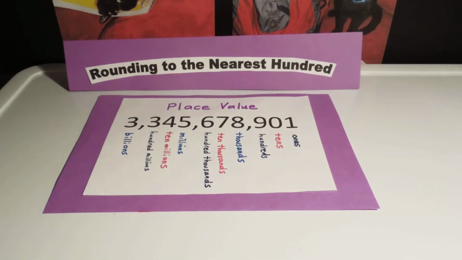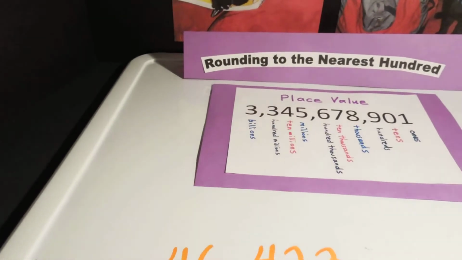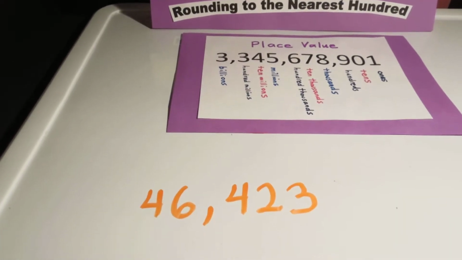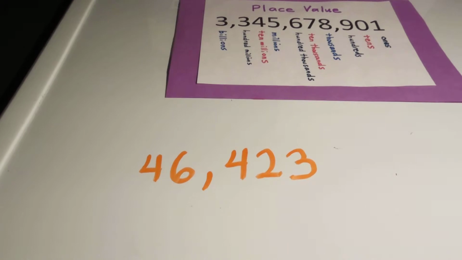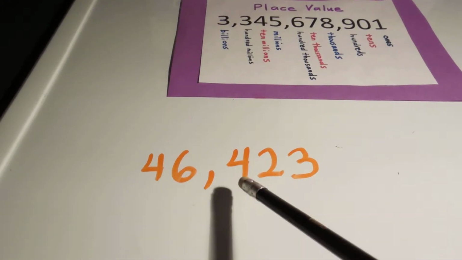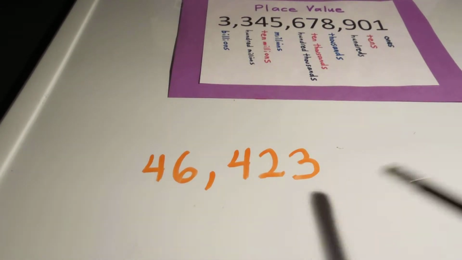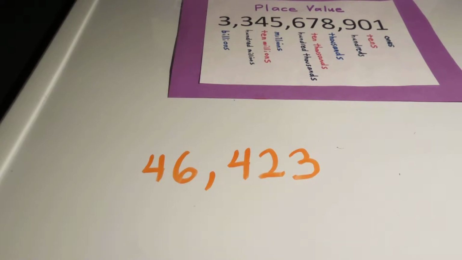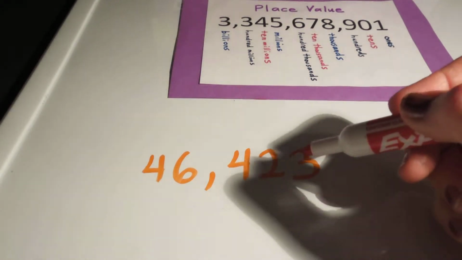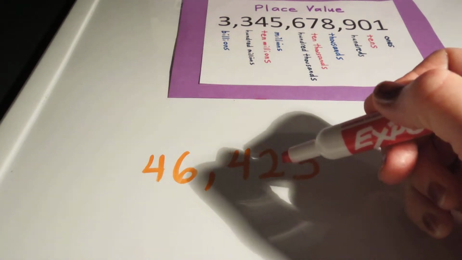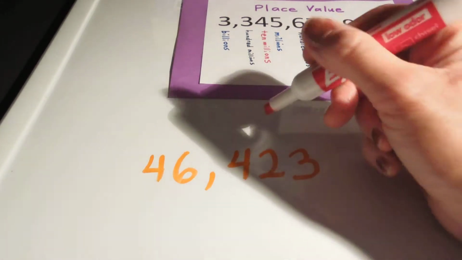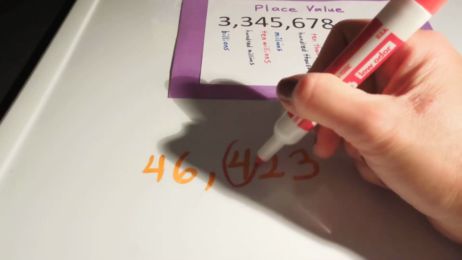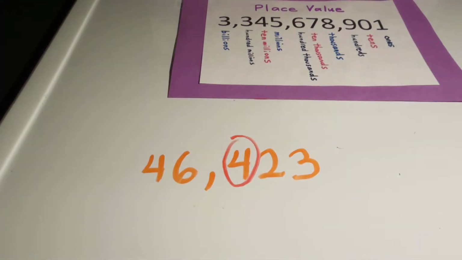Now that you know your place value, we can begin rounding. The first number we're going to begin rounding is 46,423. Now, I need to find the nearest hundred. So I'm going to use my place value song, and I'm going to sing it, and I'm going to stop when I get to the hundreds. Ones, tens, hundreds. So this is the number that I'm going to be focusing on.